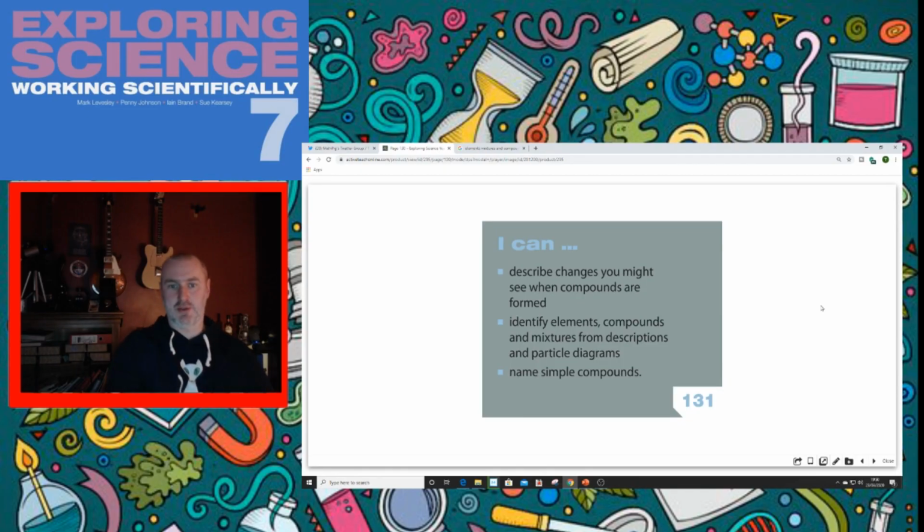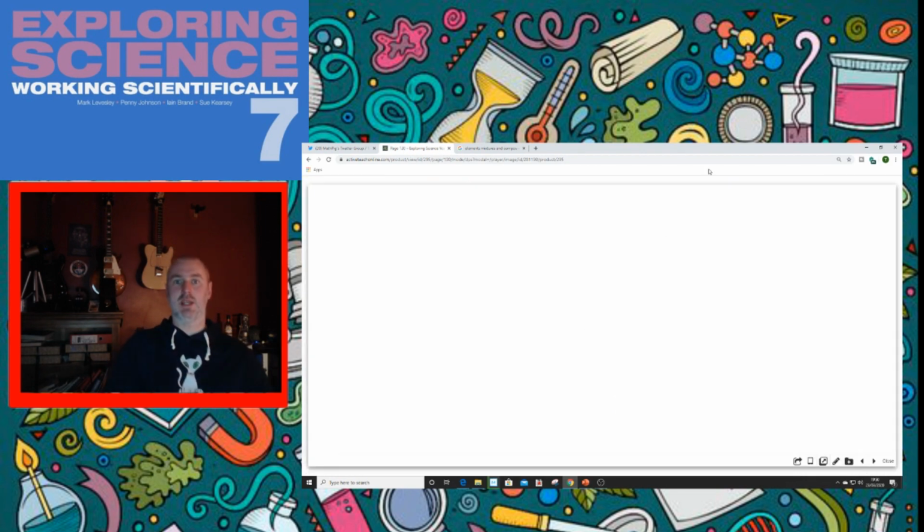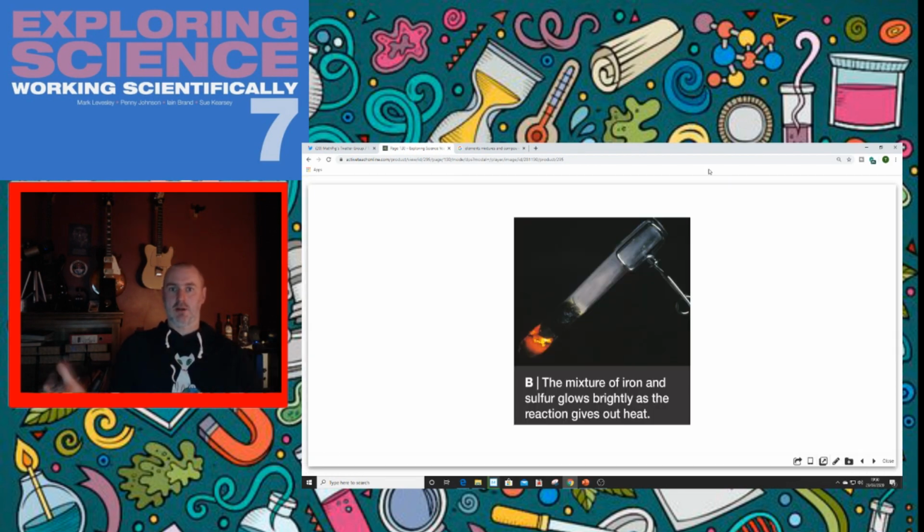So let's just start with the very first one very quickly, which is, can we explain what we might see when compounds are formed? Well, compounds are formed in chemical reactions. When we take two elements and we react them together so they stick together, it's a chemical reaction. We're making something new. So if I want to make water, I can take hydrogen over here, I can take oxygen over here, and I can react them together to make something new that isn't hydrogen or oxygen. It's a compound.